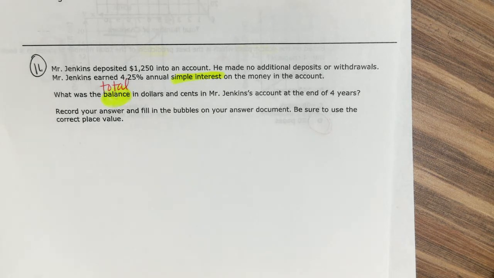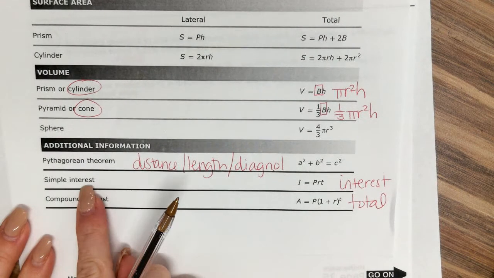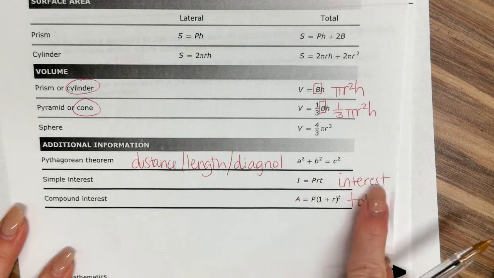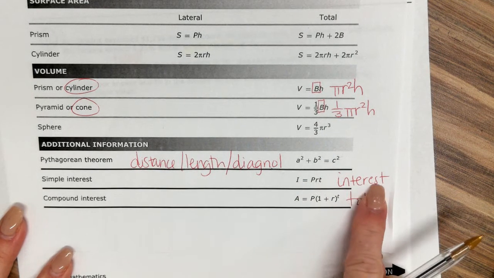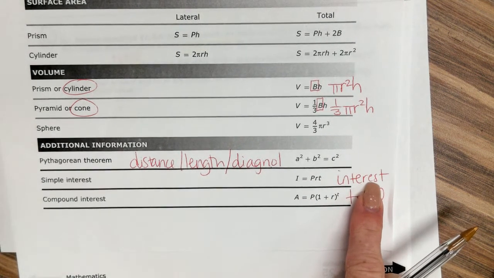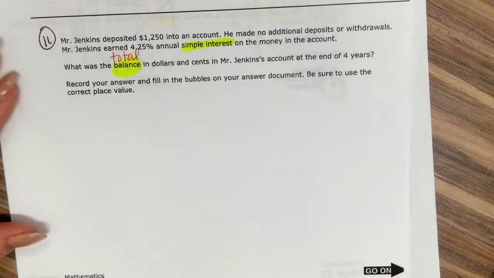Where do I find a formula? So I go to my STAAR chart. I look for simple interest, and I write this down. But look what this formula says it solves for. So that's not going to give me my final answer, is it? All right. So I'm going to do PRT.